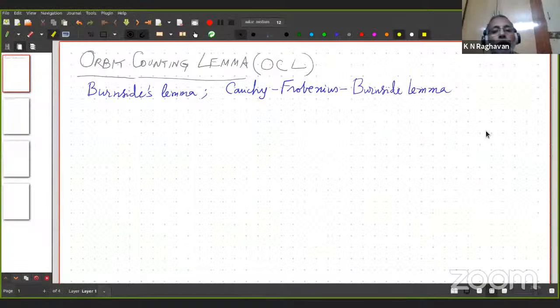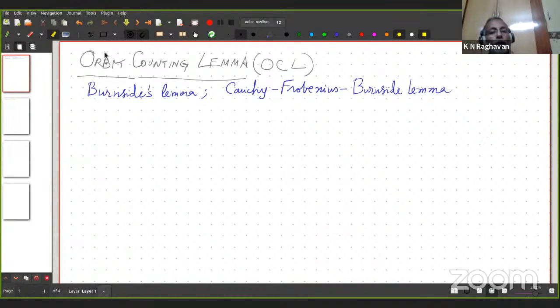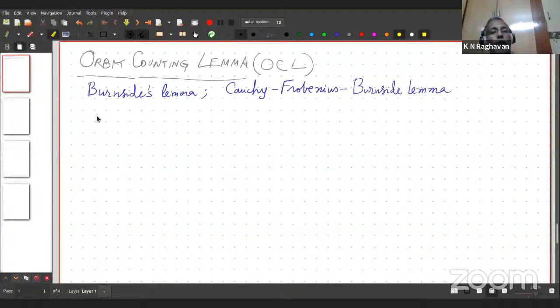It is also called Burnside's lemma. It's also called the Cauchy-Frobenius-Burnside lemma. Okay, here is the theorem. So let me state it.